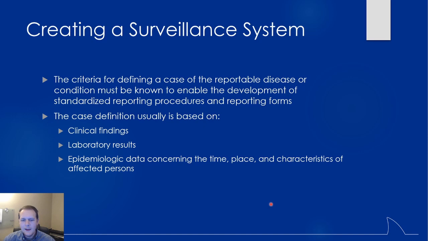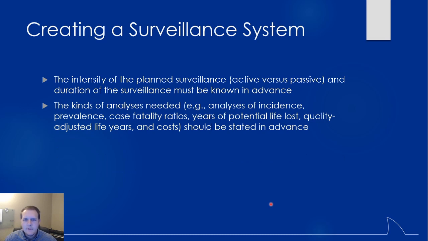Or it could be actual data concerning the time and place or the characteristics of people who are affected. So it could be, all right, anyone who ate at this restaurant and developed nausea, vomiting, diarrhea within, say, 12 hours of eating there. That could be the definition for a case. Also, you would like to know the intensity of the planned surveillance, whether it's active versus passive. Active typically requires more effort and more money, because you're actually having people call and collect data actively, versus just having things passively reported to you.